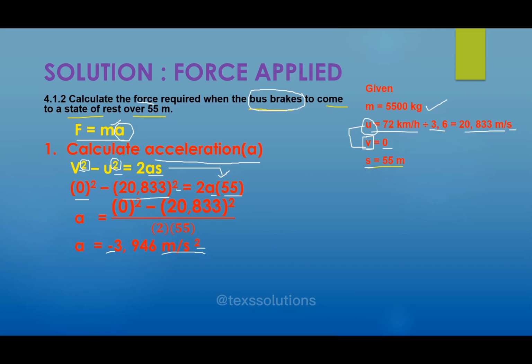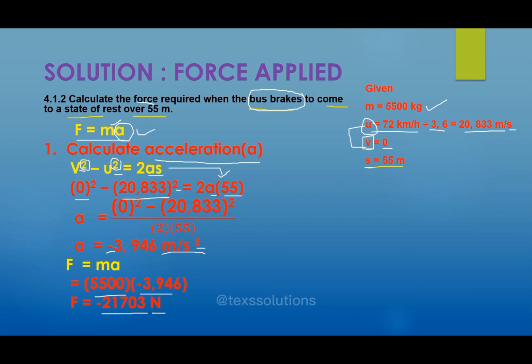Okay, now that I have my acceleration, it means I'm now able to calculate the force that allows the bus to brake. So when I substitute the mass, it's going to be 5,500, and the acceleration is now going to be minus 3.946. So I substituted with the negative sign. It shows me that the bus is coming to a stop. And the force here for the bus to brake is going to be minus 21,703 newtons. So we can include the minus sign, which shows us a braking force.